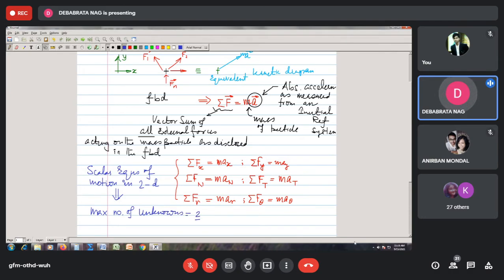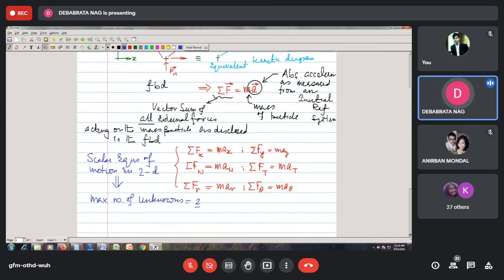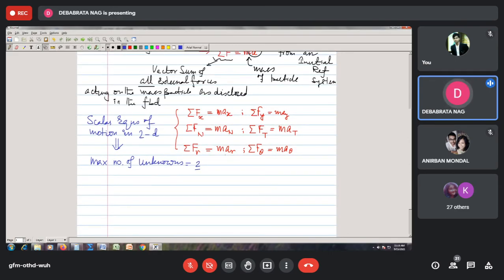So you cannot solve more than 2 unknowns in this type of problem when you are discussing a 2D problem, or a plane motion problem. However, if it's a space motion, the corresponding number of unknowns will become equal to 3. But not more than that. This is the insight of your equations of motion.